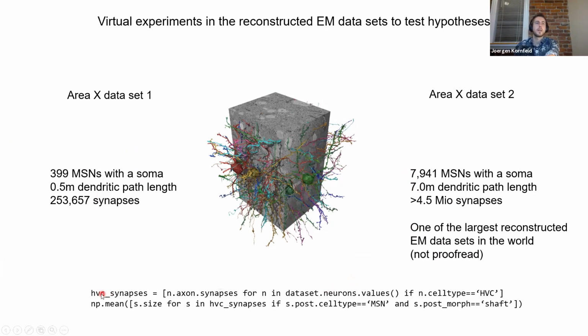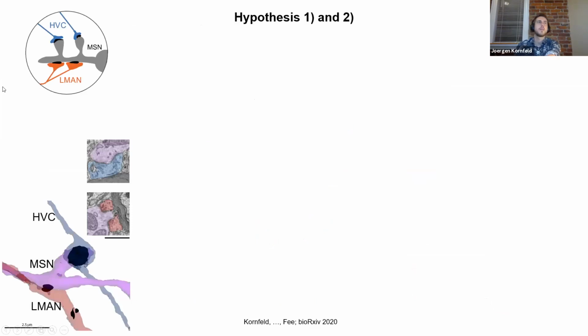To do this, we wrote this little Python interface, and here are two lines of code that give you an example. Give me all the HVC synapses in the data set, essentially when the cell type is HVC, and then I can calculate the mean size, for example, but only for those HVC synapses that actually target the medium spiny neurons and where the morphology on the postsynaptic side is dendritic shafts. Okay, so with this tool, I can now directly address these predictions I've talked about earlier.